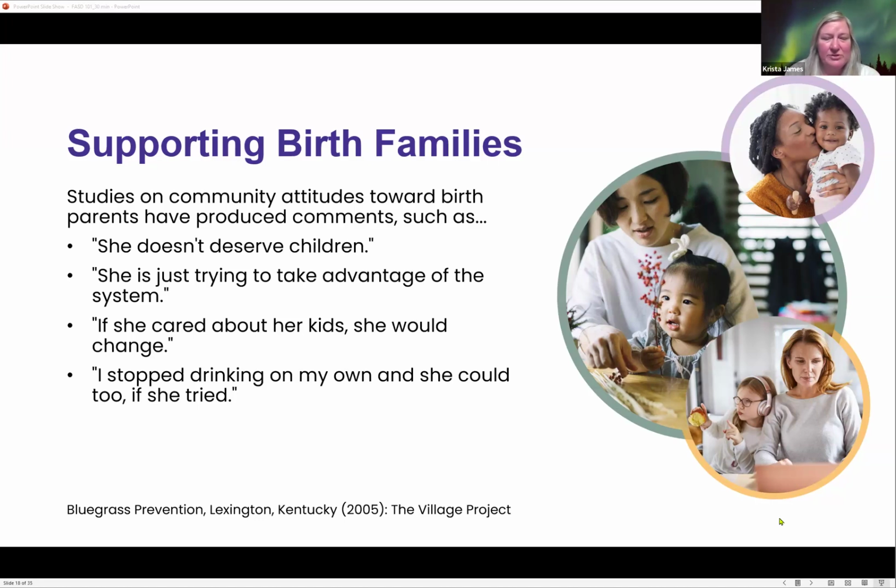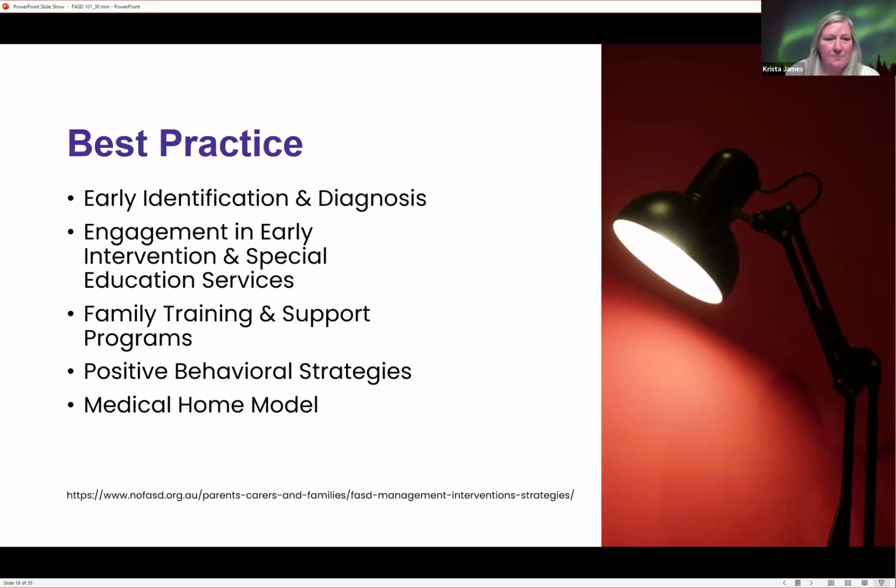Looking at those treatments and services, we know that best practice with FASD is early identification and diagnosis, which is really difficult in Louisiana right now because we don't have a lot of places where you can get a diagnosis for FASD. So that's one of the things we are working on at LSU right now: providing access for families to be able to get that diagnosis.